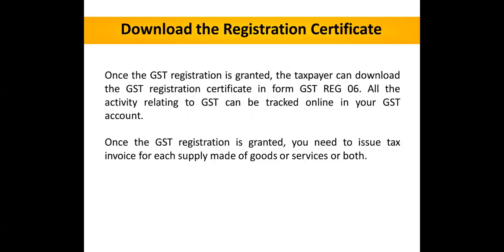Now, the last step under GST is to download the registration certificate. Finally, what we need to do is download the registration certificate. Once the GST registration is granted, the taxpayer can download the registration certificate in the form GST registration number 6. All the activity related to GST can be tracked online in your GST account. Like you can see all your transactions, whatever you are doing, you can track in your account.